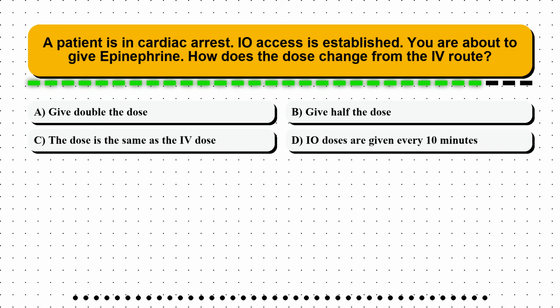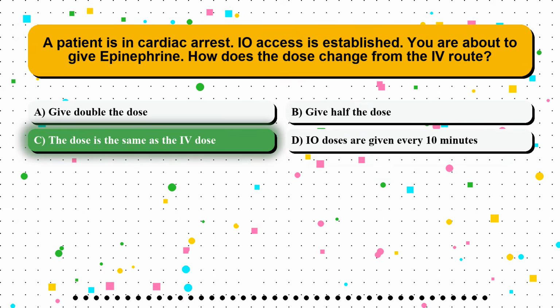Question 24. A patient is in cardiac arrest. IO access is established. You are about to give epinephrine. How does the dose change from the IV route? Option A, give double the dose. Option B, give half the dose. Option C, the dose is the same as the IV dose. Option D, IO doses are given every 10 minutes.